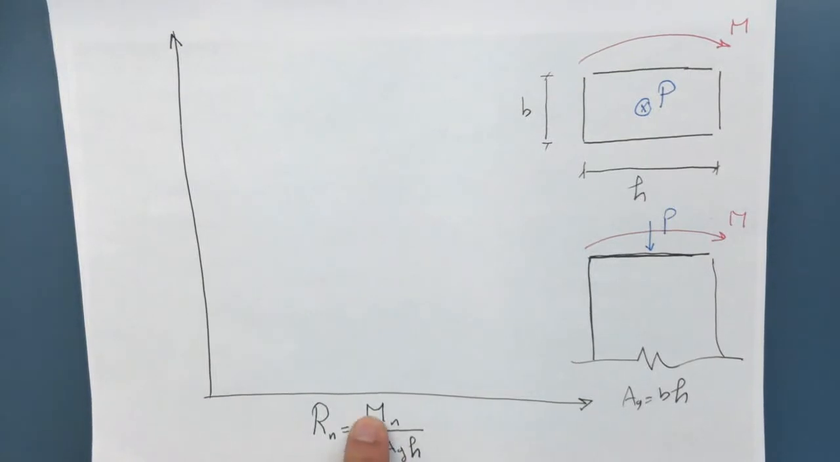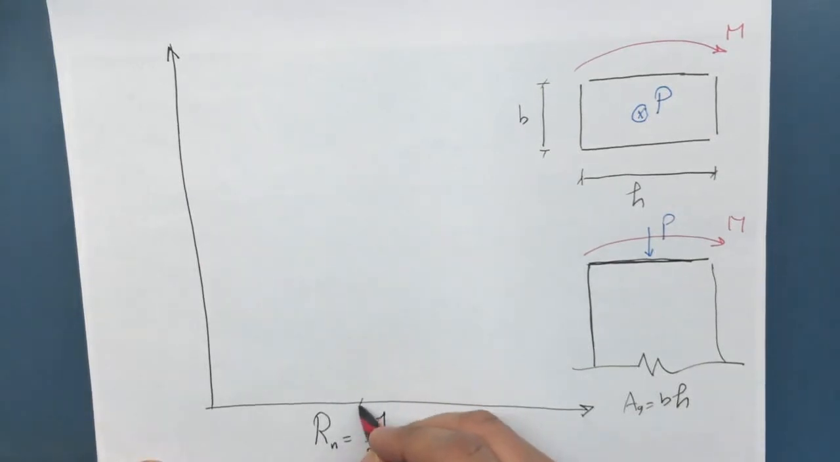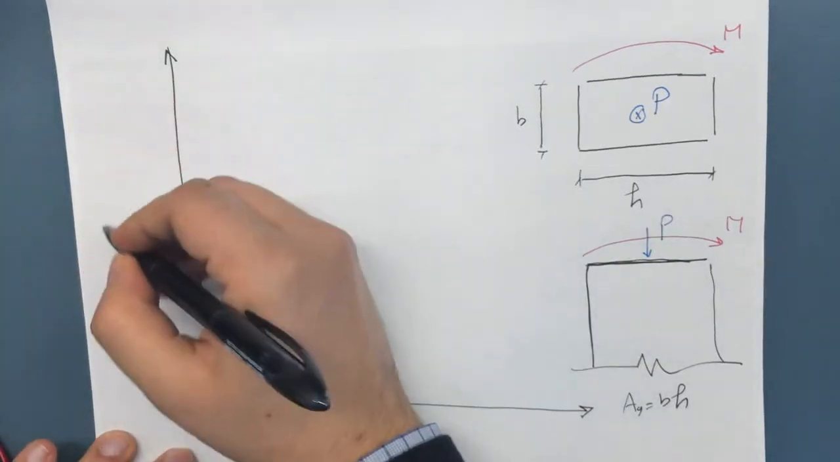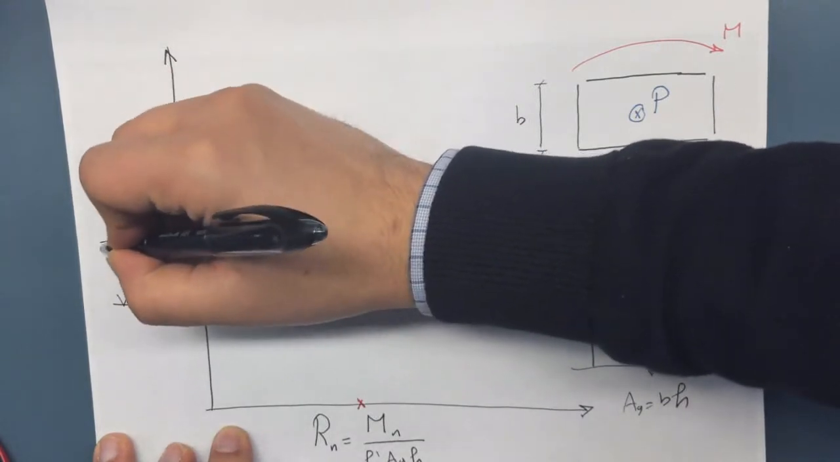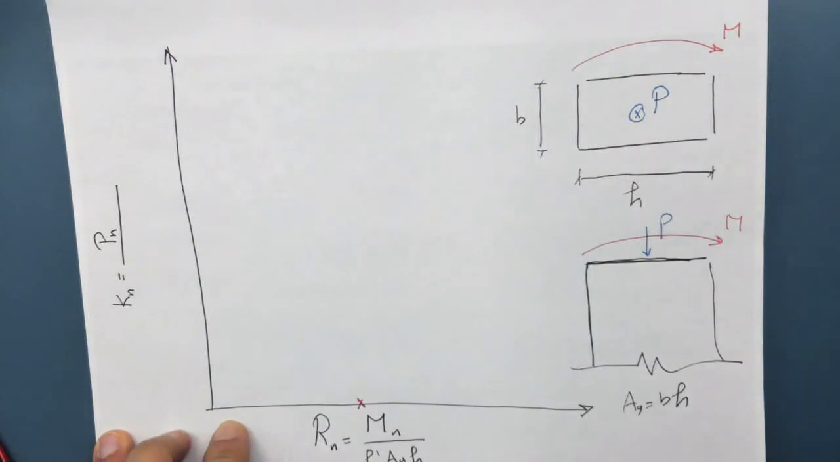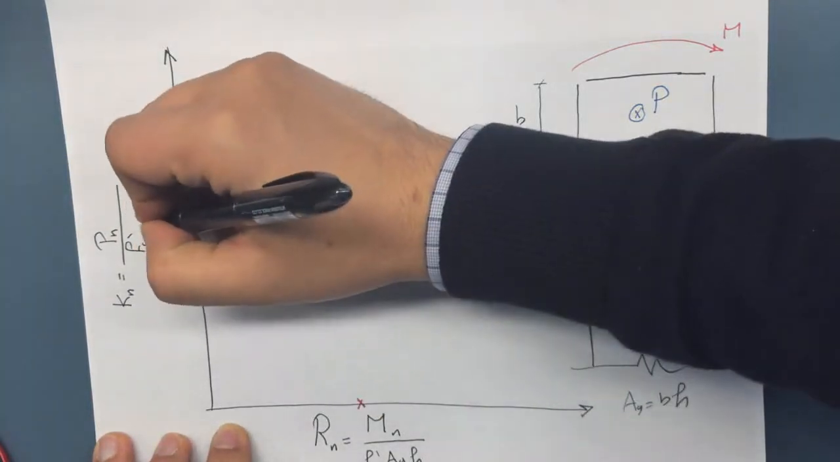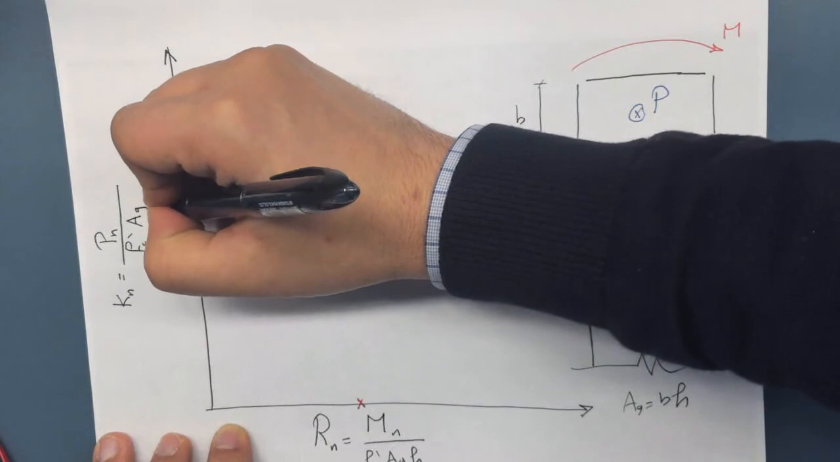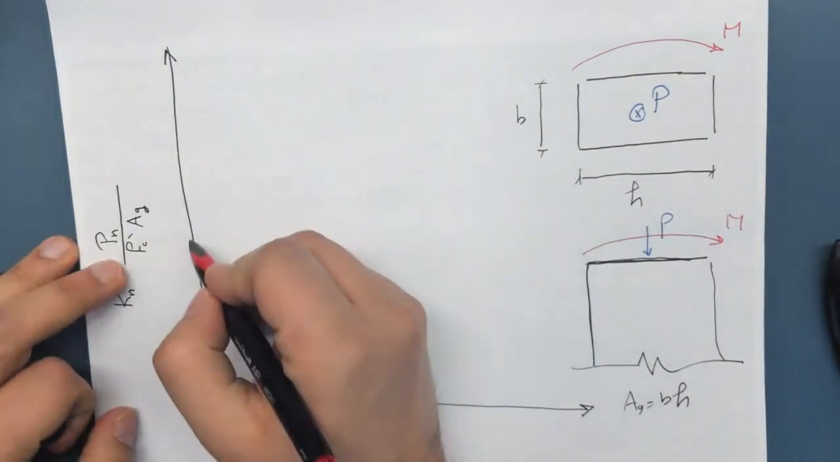So if I know the moment, and I know the concrete area, and I know the Fc prime, the concrete strength, I can find a dot here on this axis. Now this axis is usually referred to as Kn, and it's very similar. So this is Pn, the axial load, divided by the same thing, Fc prime Ag. So if I know the axial load, I know the concrete properties, I can find a dot here.